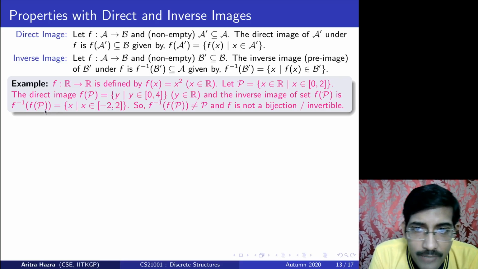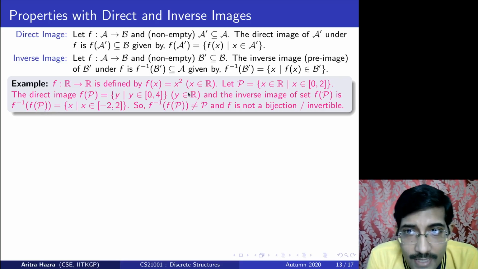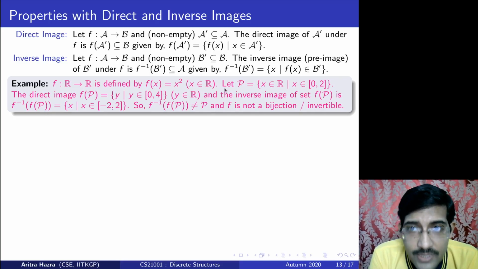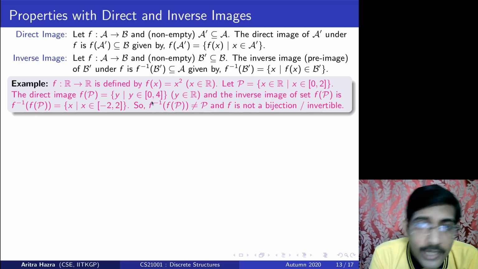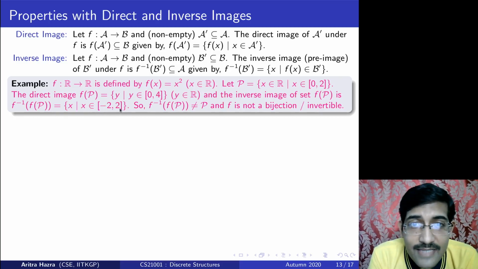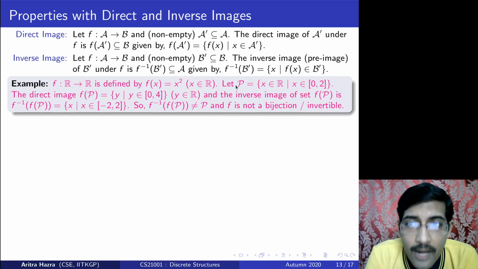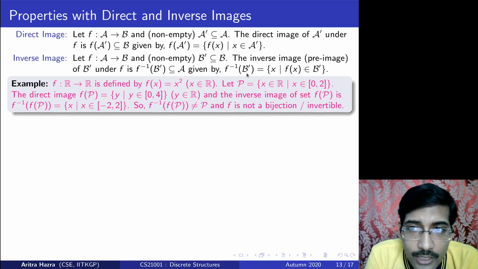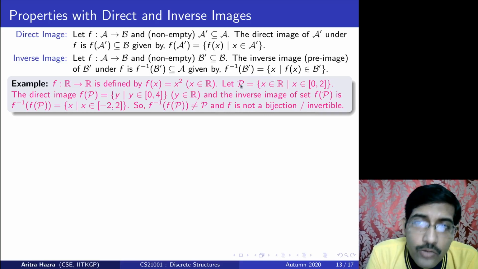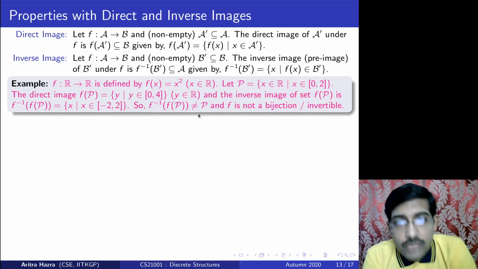So that means that it is not always the case that if you choose an arbitrary subset and take the direct image, and then try to come back with a reverse or inverse image, you will get the same set you started off with. So that means that this is not a bijection. If your function f was a bijection, then any arbitrary set you choose, if you go for a direct image and come back through an inverse image, it will always be the same.